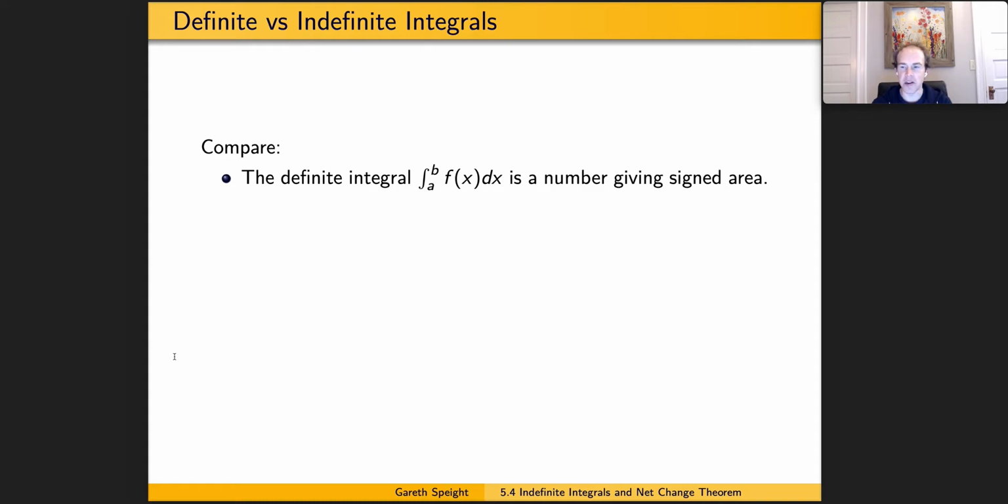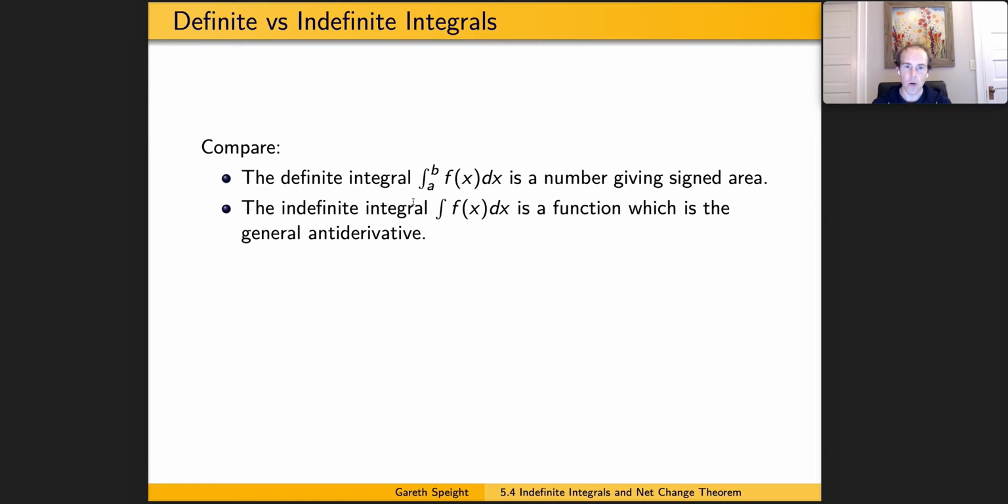So what is the connection? Let's be careful about the different types of integrals we've seen. We saw the definite integral from a to b, which had limits of integration a and b, and this represented signed area. So it was a number, not a function, and it was the signed area from a up to b. Whereas now we have the indefinite integral without limits, and that's the general antiderivative. They both look very similar, so it would be nice if there was a connection between the two.